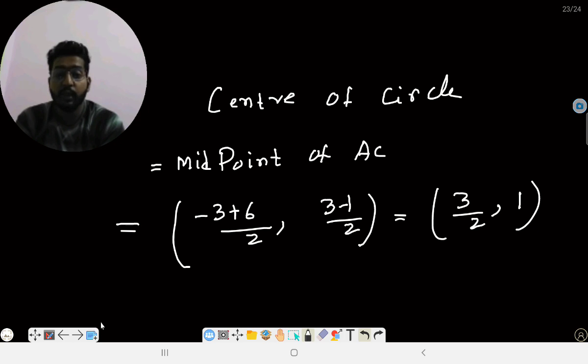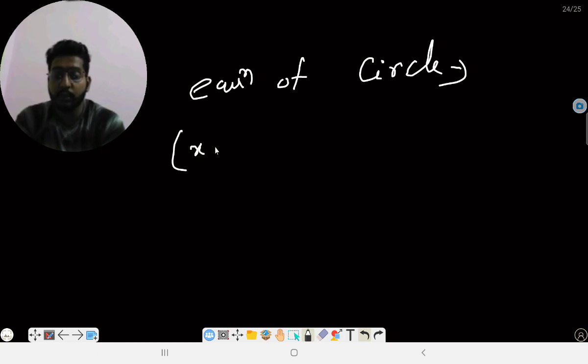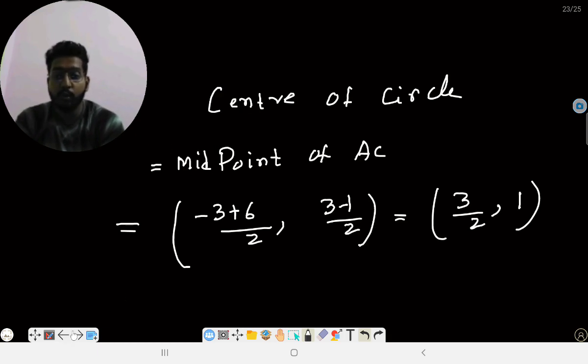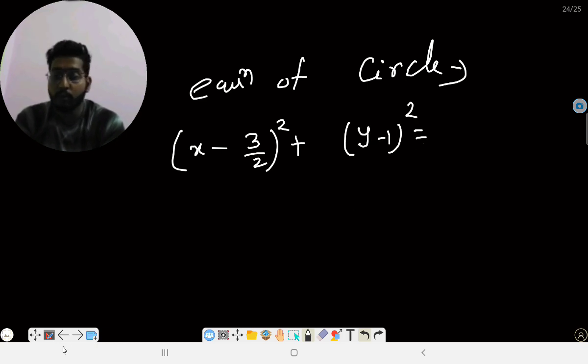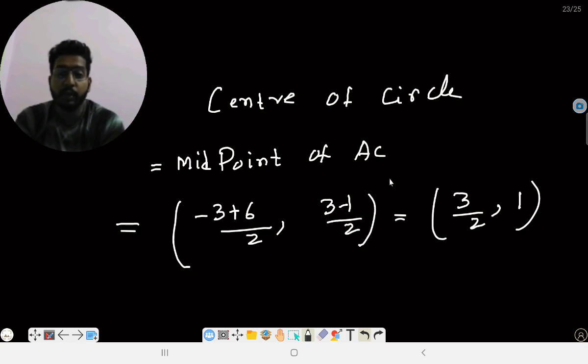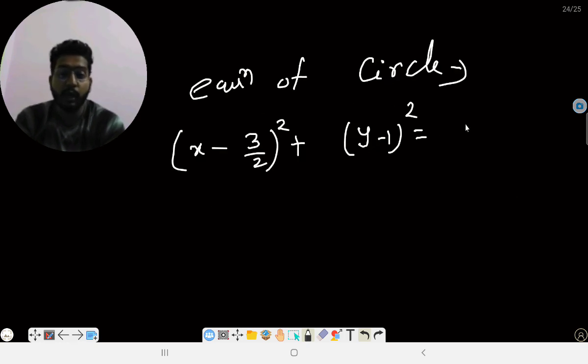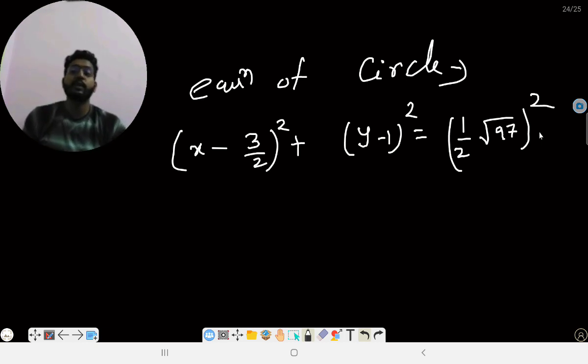Now the center is this, and the radius we have got. So what is the equation of the circle? That will be x minus 3 by 2 whole square plus y minus 1 whole square equals r square. Now what is r square here? 1 by 2 root over of 97, so 1 by 2 root over of 97 whole square. So that will be my equation of the circle. Now we have to solve this one, we'll get the answer.